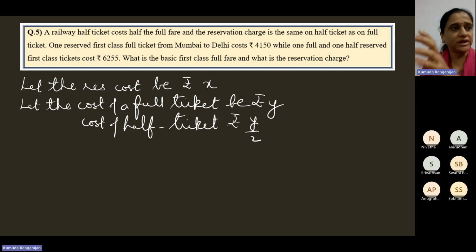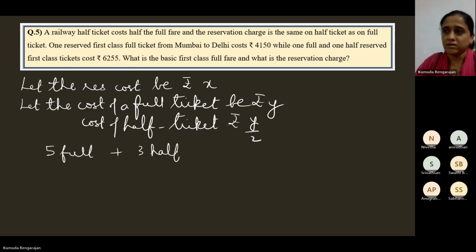Half ticket, full ticket, reservation cost. So reservation cost X applies to both full ticket and half ticket. But the cost of a full ticket is Y, and the half ticket will be Y by 2. Now supposing you buy, we'll say, 5 full tickets and 3 half tickets. We'll assume that.